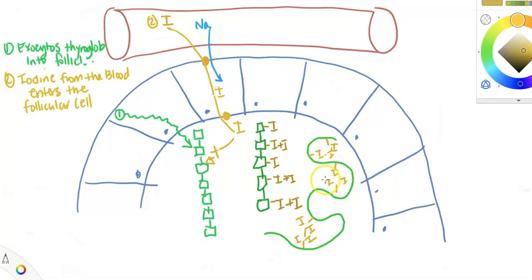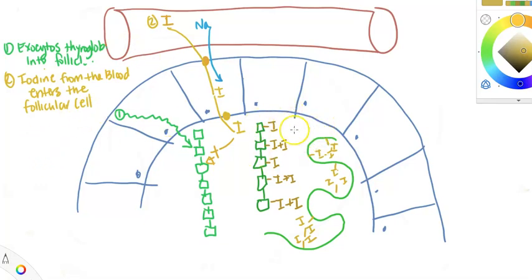All right, so this is what makes up colloid, and this is the storage of thyroid hormone. So once it's folded and has its threes and fours together, it has the storage there. Once it's ready to be secreted into the blood, it will be endocytosed back into the follicular cell.